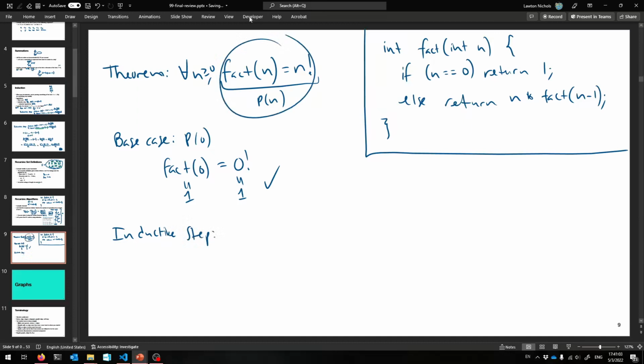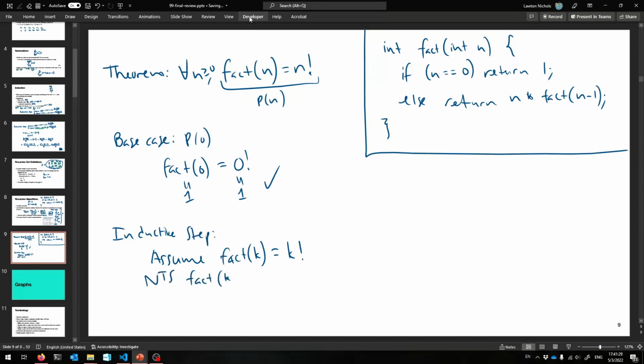fact of k plus 1 is equal to k plus 1 factorial under the assumption, right? We assume P of k, prove P of k plus 1. So assume P of k is true. This is our inductive hypothesis: assume fact of k is equal to the real k factorial. It returns it properly there. And then what we need to show, based on that, is that fact of k plus 1, one more, is really going to return k plus 1 factorial. Yeah? So, this is how we do it.